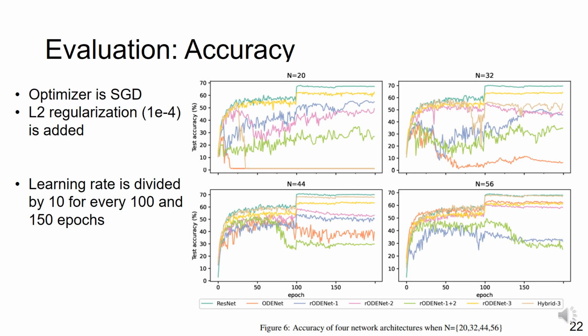Among all the OD-net variants, learning is unstable except for RODNet 3 when n is 20 and 32. The difference between RODNet 3 and ResNet is 5.48% when n is 20 and 5.70% when n is 32. This difference is larger than the difference between ResNet and Hybrid when n is 44 or 56, but the reduction in parameter size is more beneficial.